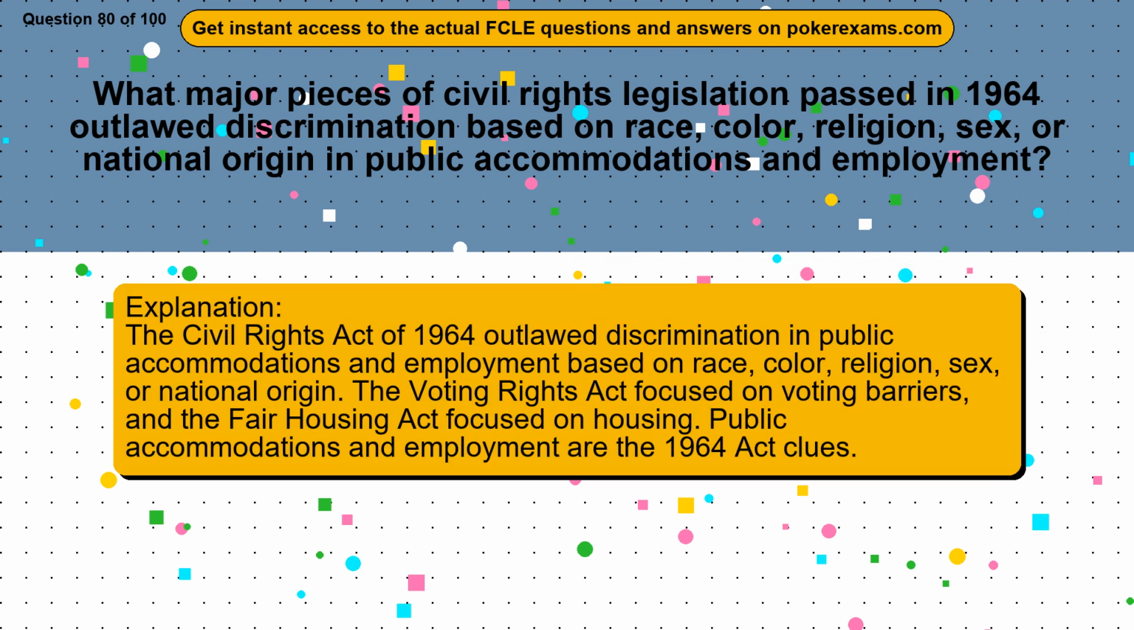The Civil Rights Act of 1964 outlawed discrimination in public accommodations and employment based on race, color, religion, sex, or national origin. The Voting Rights Act focused on voting barriers, and the Fair Housing Act focused on housing. Public accommodations and employment are the 1964 Act clues.